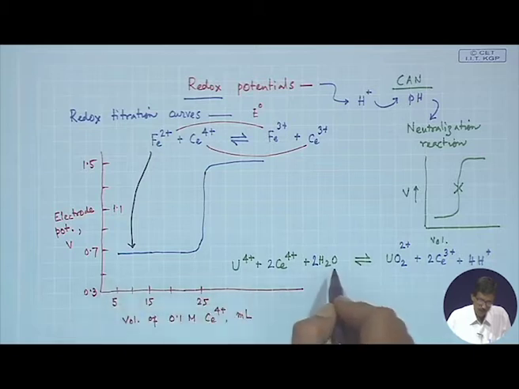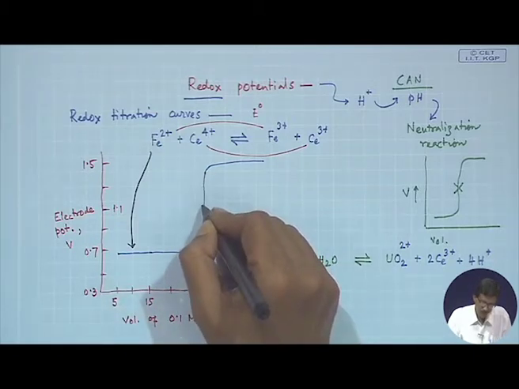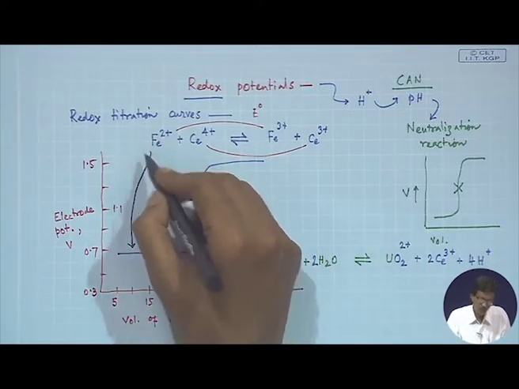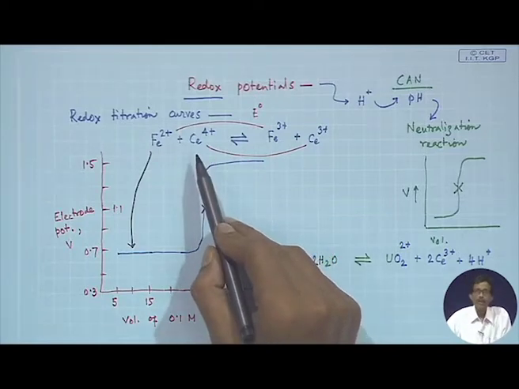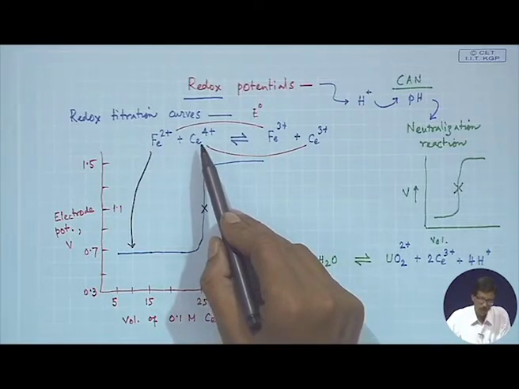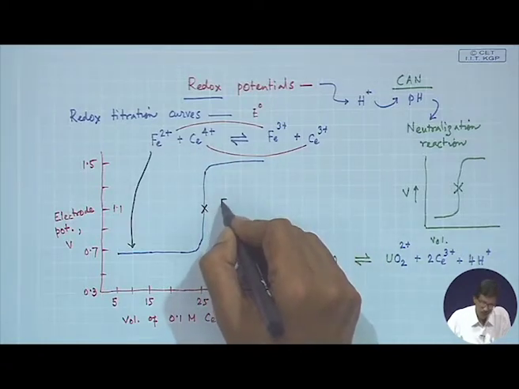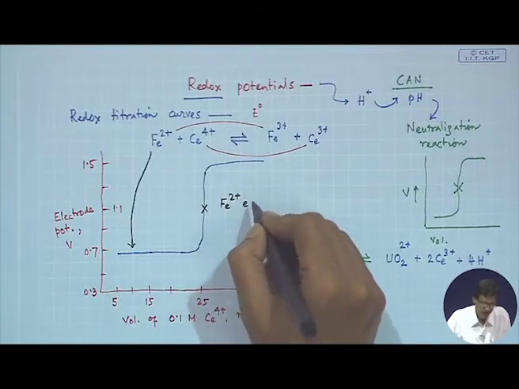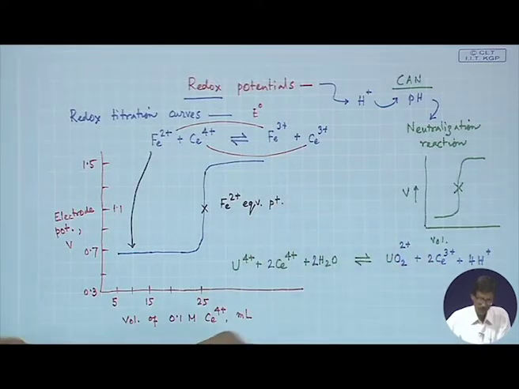But for the other one, how does it look? So, you get at some point the midpoint of this, which is your end point. That means, whatever amount of ferrous ion was present in the unknown solution, we can determine by means of the corresponding oxidation by ceric ion. So, it would be your Fe2+ equivalent point that we can determine.